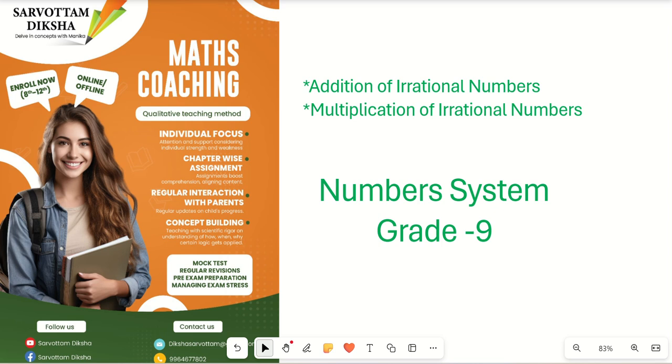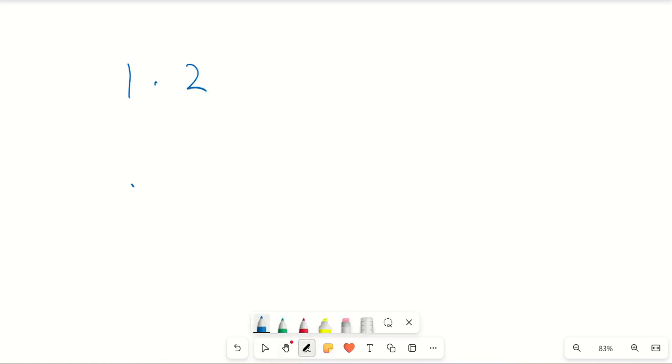Namaste everyone. In my previous videos on the number system, we have already discussed what a rational number is, what an irrational number is, and that both rational and irrational numbers together form the real numbers. Now we know how to plot irrational numbers on the number line. We have discussed how to identify an irrational number: if I have a non-terminating, non-recurring decimal, then it is an irrational number.